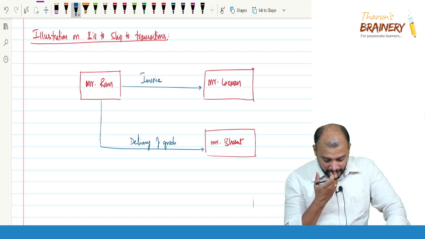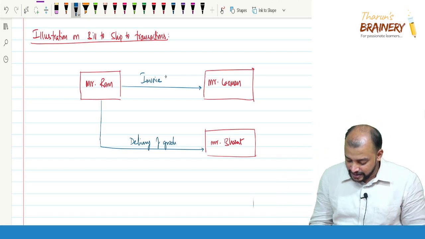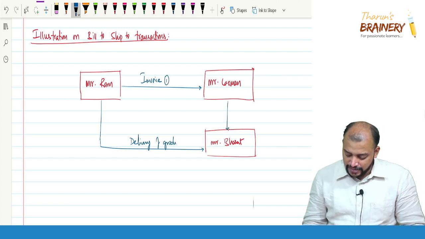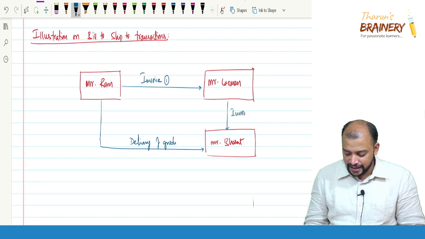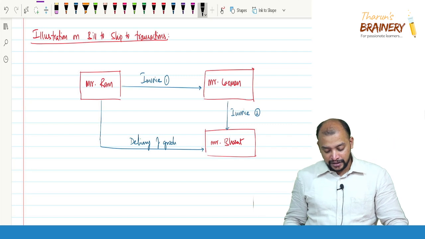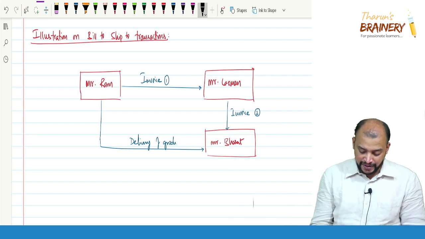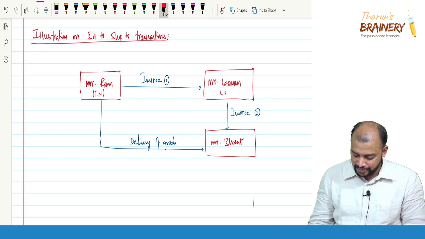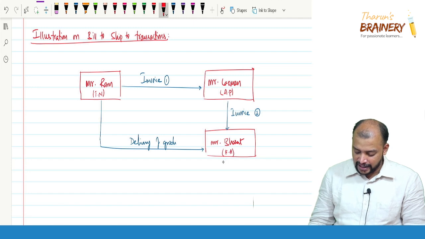So this is known as bill to ship to transaction, and this is invoice number 1. Now another invoice will be given by Mr. Lakshman to Bharat because there is another supply now. Invoice number 2. With respect to invoice number 1, what will be taken as the place of supply? Say Mr. Ram is located in Tamil Nadu and Mr. Lakshman is located in Andhra Pradesh, and Mr. Bharat is located in Karnataka.